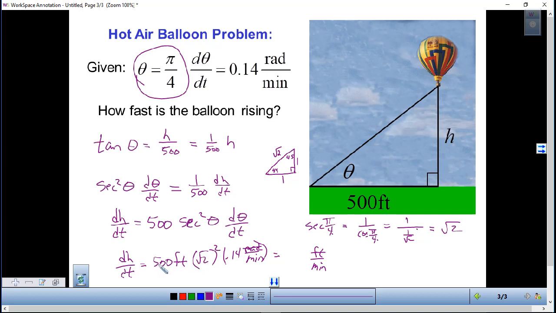Then when we multiply everything out, 500 times the square root of 2 squared, well the square root of 2 squared is just going to be 2. That's going to give us 1,000 times 0.14, which gives us 14 feet per minute. Just kidding. It's actually 140 feet per minute, because we've got 1,000, that would move the decimal place 3 places. So 1, 2, 3, 140. So that is how fast the balloon's rising. That's moving pretty fast. I don't want to be on that balloon.